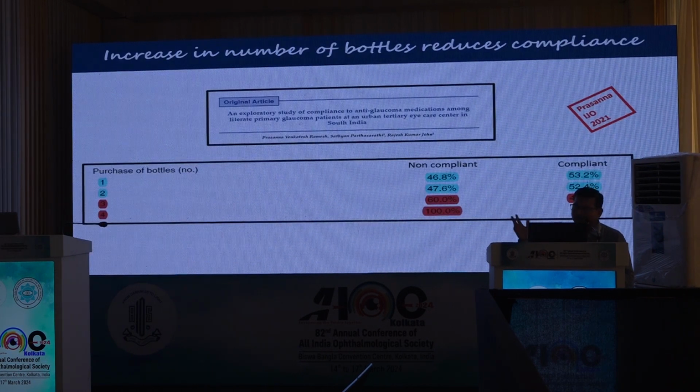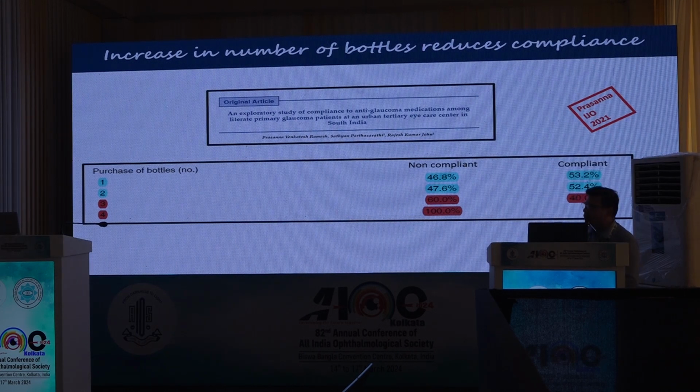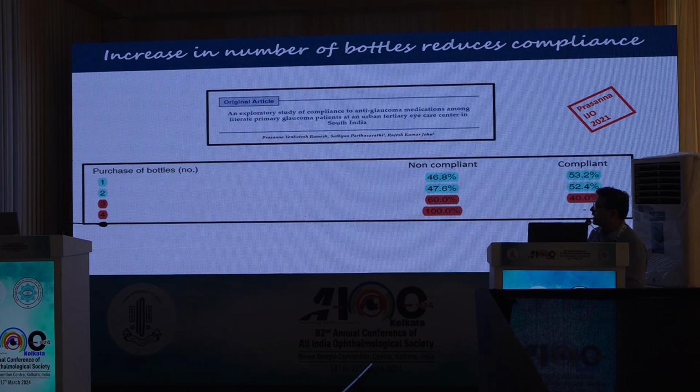Also, this beautiful study by Prasanna, again I'm quoting it. If you look at this wonderful chart, what it shows is that if the number of bottles purchased increases to 3, the compliance drops to 60%. And if you're prescribing 4 bottles, be sure that the patients are not going to use them at all.